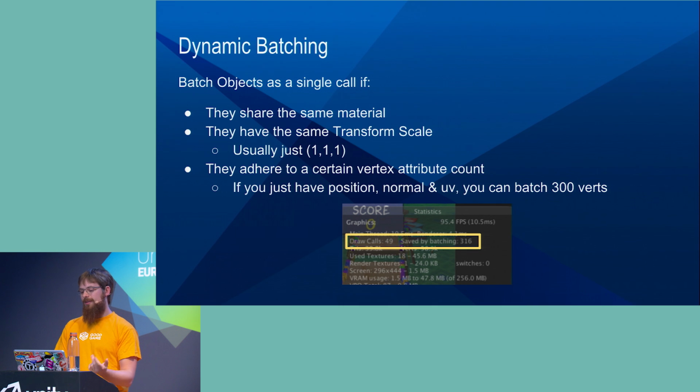And then the third thing is a bit trickier. You can only dynamically batch things if they adhere to a certain vertex attribute count. It's not vertices, but it's the number of attributes that the vertices have. If you have a position, a normal value, and a UV value, you can batch about 300 verts at a time. So if you're building huge multi-million poly objects dynamically, they're not going to batch. Sorry. Maybe you shouldn't do that on mobile.